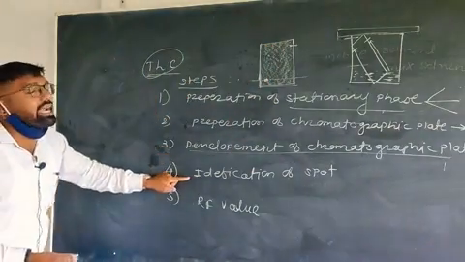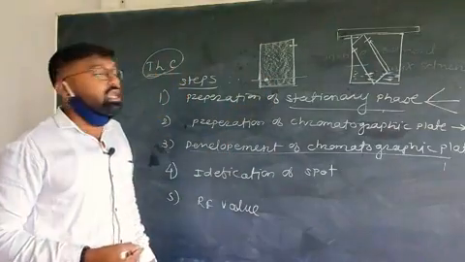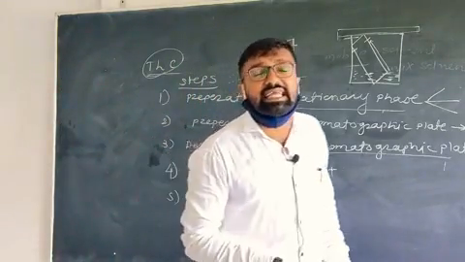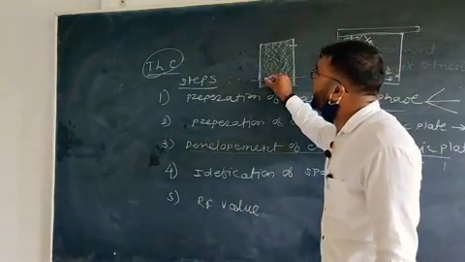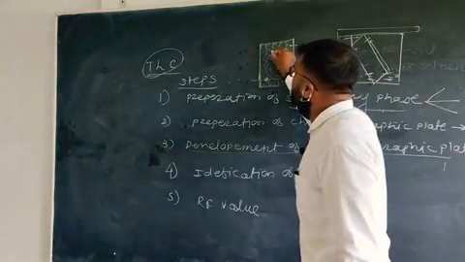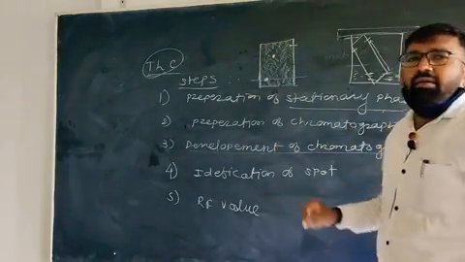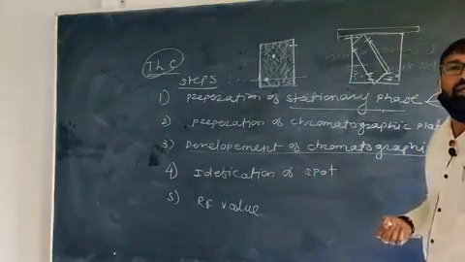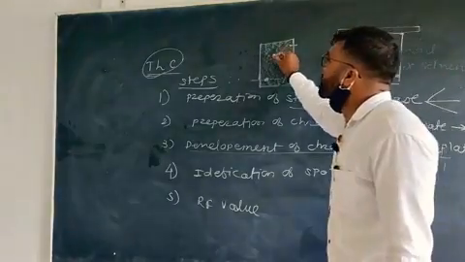Then the next step is identification of the spot. This spot is identified by your naked eye if it is colored in nature, but if it is not colored, use some complexing agent like iodine or ninhydrin spray for detection of the spot. Suppose my spot is developed up to this height. By the naked eye I can visualize it, by using an iodine chamber I can find the color of this spot, and by using ninhydrin spray I can find the location of this spot.